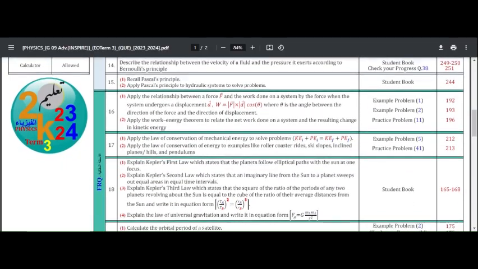Then in question 14, they are asking, describe the relationship between the velocity of a fluid and the pressure it exerts according to Bernoulli's principle. Okay, so in this, they could give you a picture of a pipe with a few spouts coming out of it, like tubes coming out of the pipe vertically. They could give you a picture and ask how to apply Bernoulli's principle.